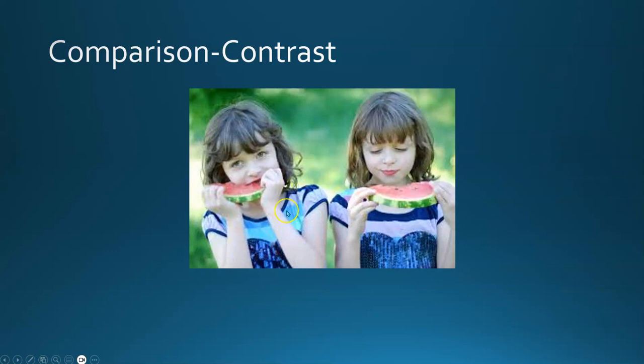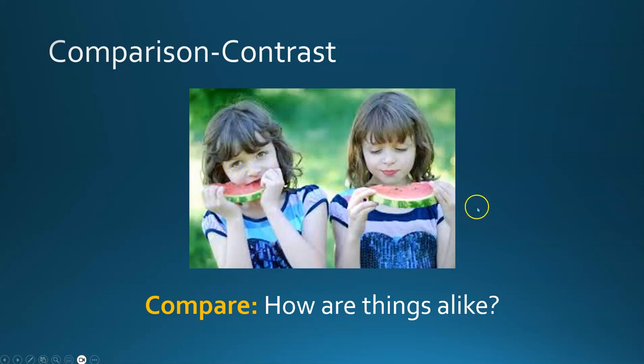So let's take a look at this picture here. When we are comparing things, we ask, how are things alike? Well, it looks like two young girls. They both have brown hair. They're both eating watermelon. They're both wearing dresses. So that's how things are alike.